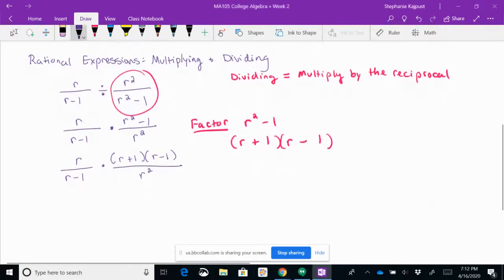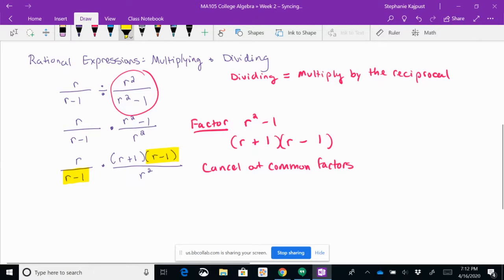So the next step is to cancel out common factors. So those are going to be the things that are the same on the top and the bottom. And I'm going to just highlight so you can see what is the same. So we have an r minus 1 in the bottom and an r minus 1 on the top. So we can cancel those out.